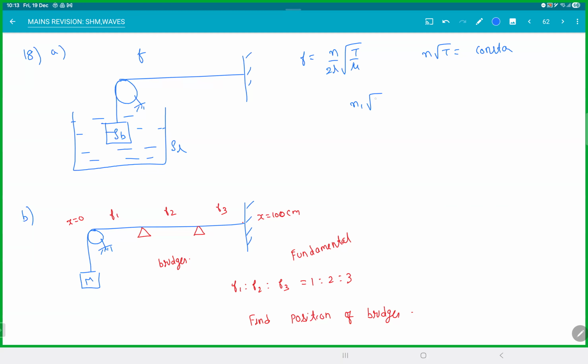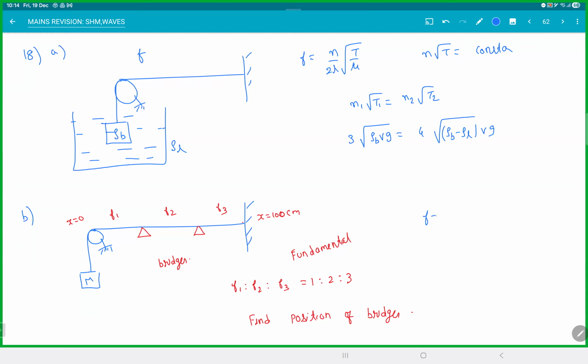So n1 root t1 is equal to n2 root t2. You're going from third harmonic and the tension initially was rho b Vg. You enter the fourth harmonic, now the tension is (rho b minus rho l) Vg, the buoyant force subtracted. You'll get the answer. What about this thing?